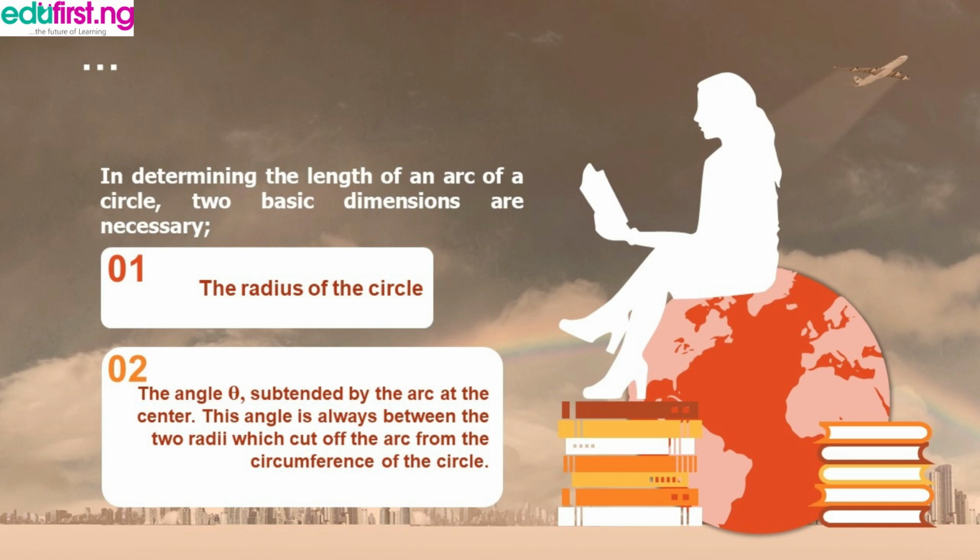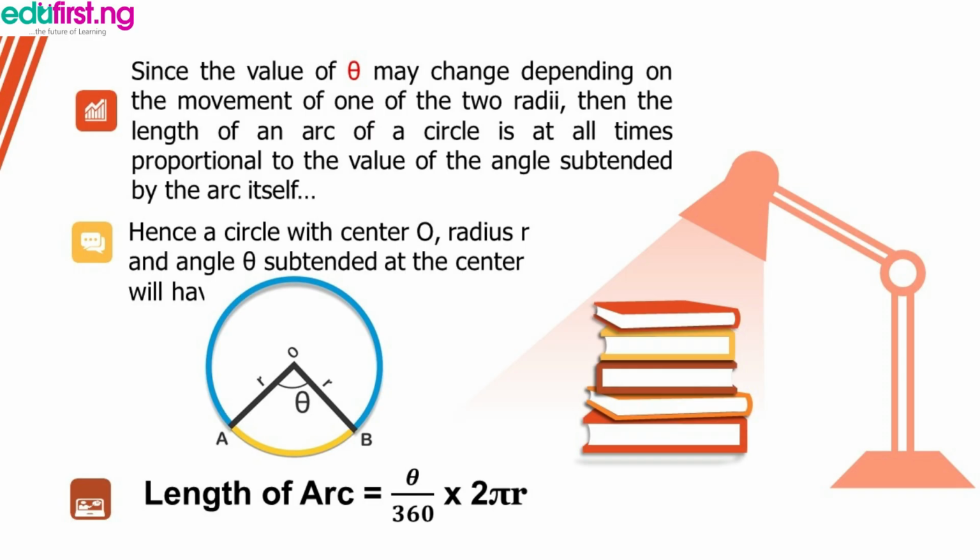If we are determining the length of an arc of a circle, there are two basic requirements that are necessary. Number one is the radius of the circle, and number two is the angle theta. Remember, this angle is always between the two radii, which cut off the arc from the circumference of the circle. Also note that since the value of theta may change depending on the movement of one of the two radii, then the length of an arc of a circle is at all times proportional to the value of the angle subtended by the arc itself.